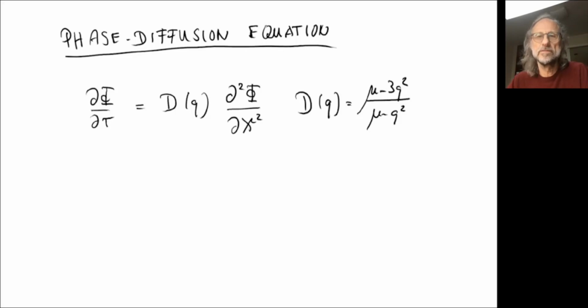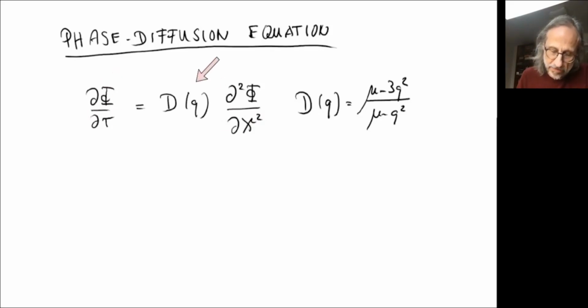We have now derived a phase diffusion equation. The phase gives us the wave number via its gradient, so it tells us about compressions and expansions of the pattern. And that phase diffusion equation, as the name says, is diffusive.